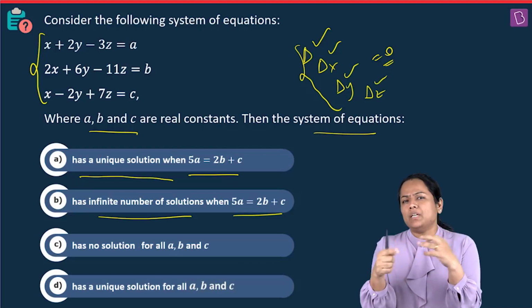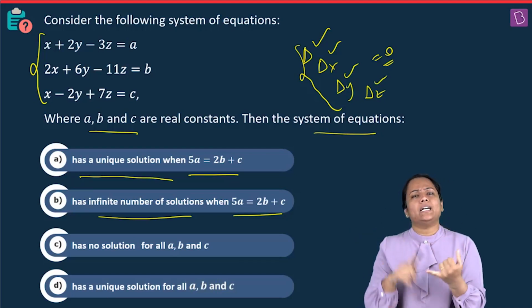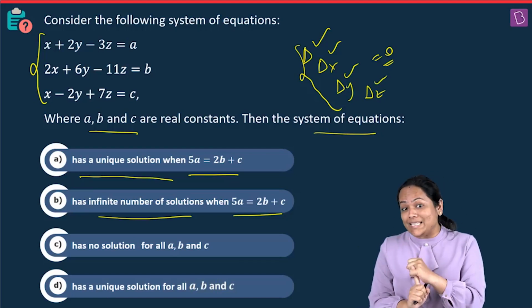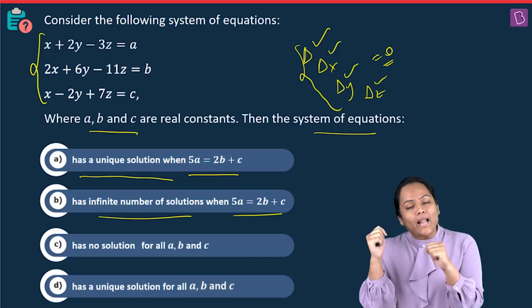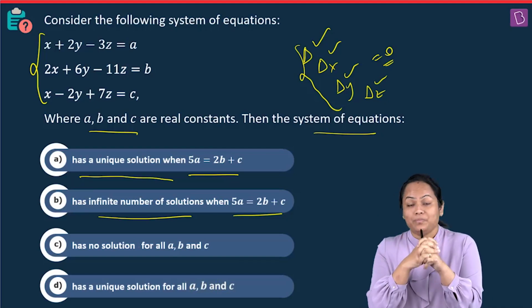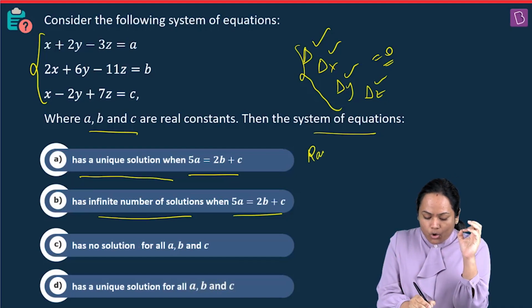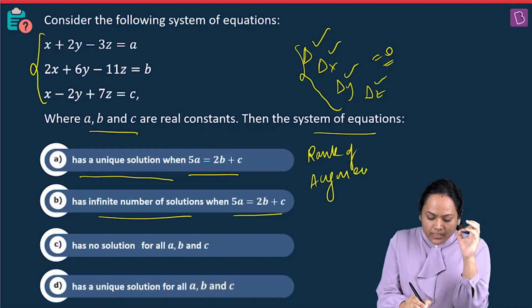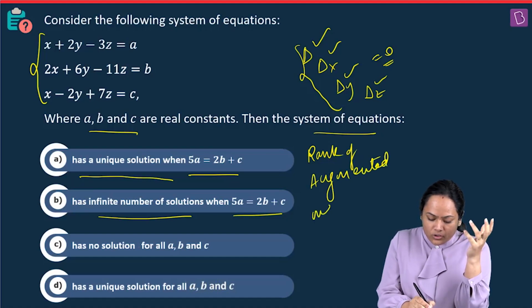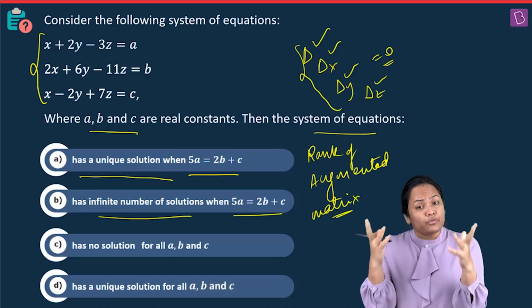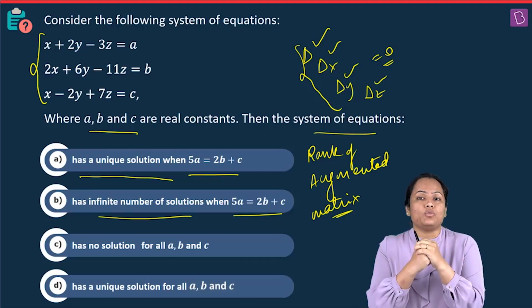So this might seem a lengthy question, right? I have to find delta, then delta x, delta y, delta z. If we don't want to use this, well, I have a shorter approach for you. Yes, we can do this question using rank of augmented matrix. You heard me correct. We can solve this question using matrix method and that too by using rank of augmented matrix. So first of all, what is augmented matrix?